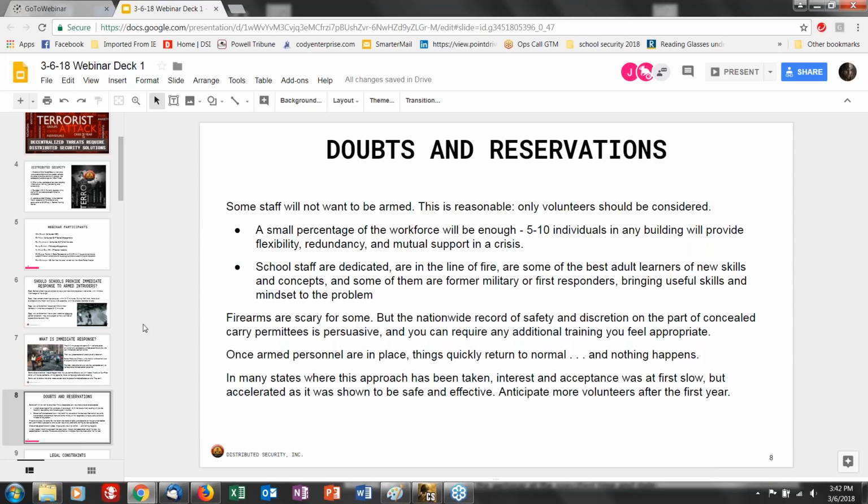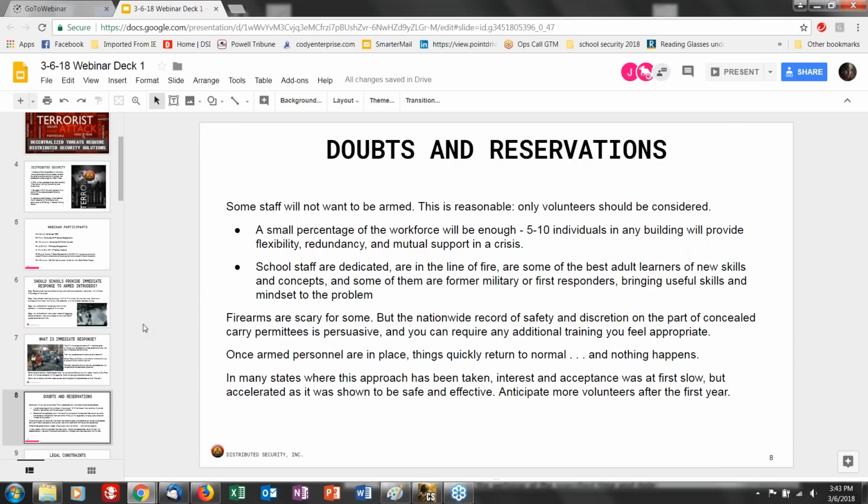In many states where this approach has been taken, the interest and acceptance was really slow at first. I've heard this from correspondents in several states who speak about the passage of bills through their state legislature enabling armed personnel in the schools. And they report in several cases, no one opted in, no one implemented those laws in the first year they were in place. Movement was very, very slow, but once it begins, a trickle turns to a flood, and more volunteers appear, and more districts opt in every year.